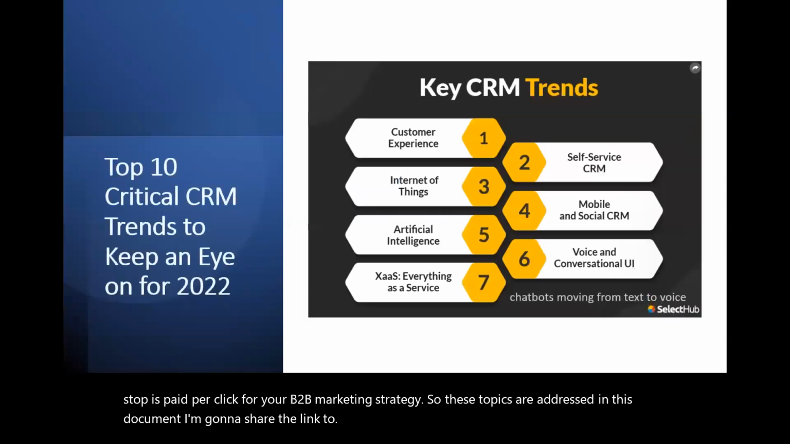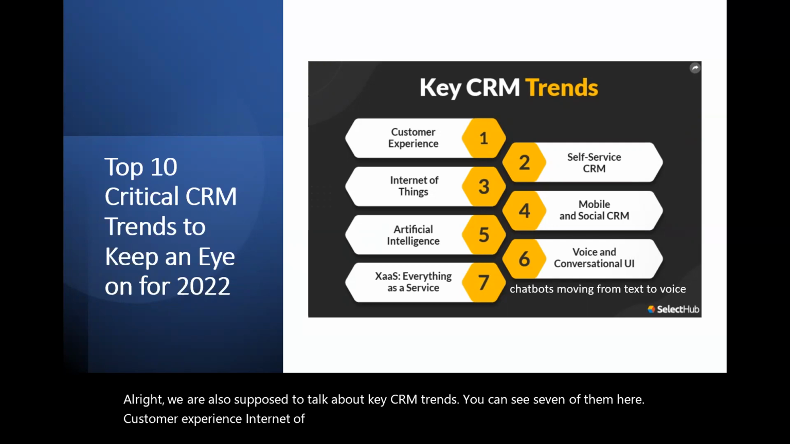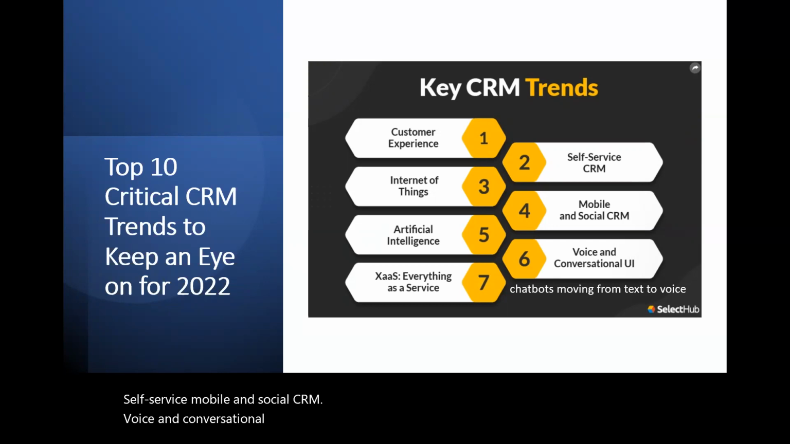All right. We are also supposed to talk about key CRM trends. You can see 7 of them here. Customer experience, Internet of Things, artificial intelligence, self-service, mobile and social CRM, voice and conversational UI. We've been talking about artificial intelligence. Go back, review what that means.